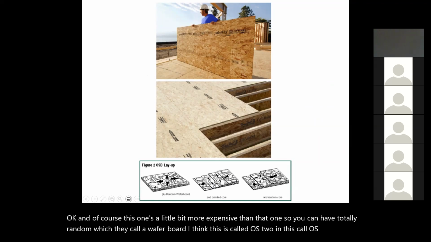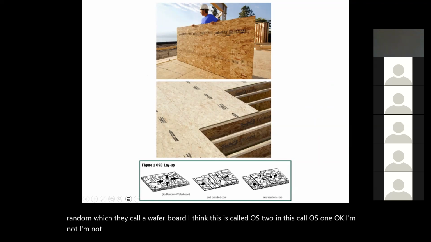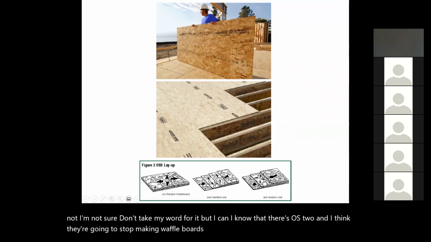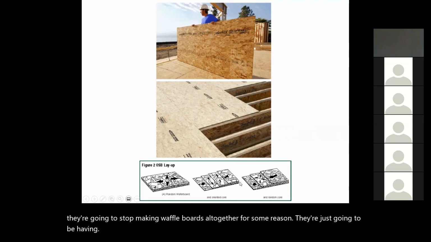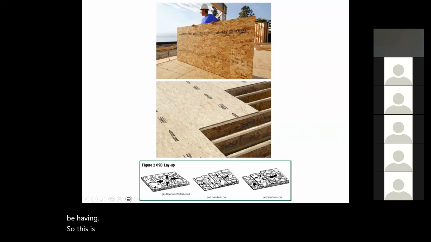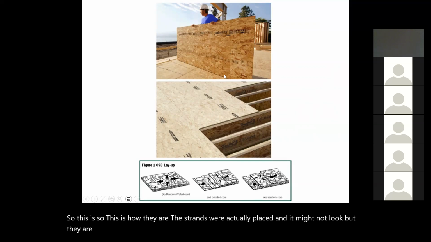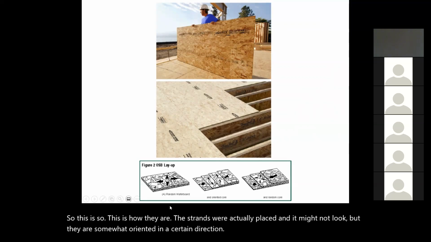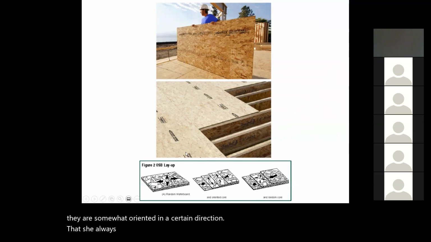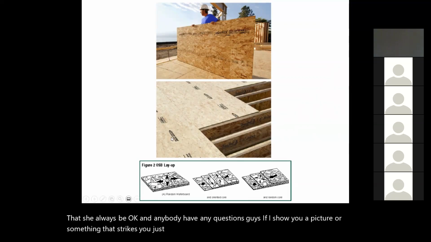I'm not sure, don't take my word for it, but I know that there's OS2, and I think they're going to stop making wafer boards altogether for some reason. So this is how the strands are actually placed. It might not look it, but they are somewhat oriented in a certain direction. So that's the OSB. Anybody have any questions? Guys, if I show you a picture of something that strikes you, just let me know and we'll discuss it.